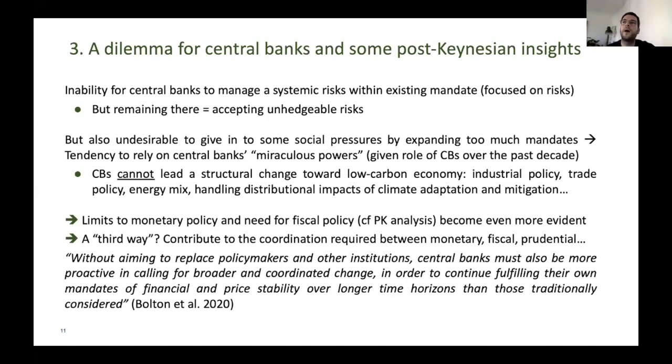That's obviously influenced by the role that central banks have played for the past decades, and especially over the past decade since the global financial crisis. To any post-Keynesian scholar it will be obvious, but unfortunately it really shapes the debate. There's this idea that central banks could somehow solve the question of climate change. It needs to be reminded that central banks cannot lead a structural change. They cannot decide which industrial policy, which energy mix, or how we handle the distributional impact of climate adaptation and mitigation. The limits to monetary policy and to prudential policy, and especially the need for fiscal policy, which are obvious to any post-Keynesian, become even more evident with the question of climate change.